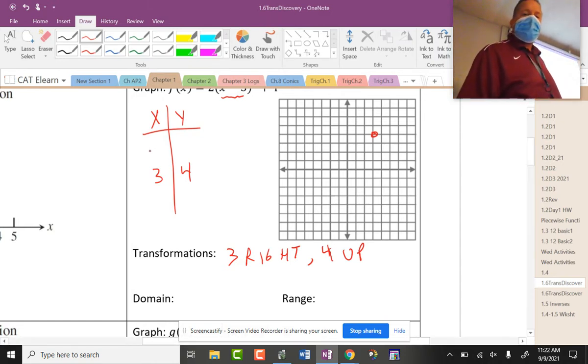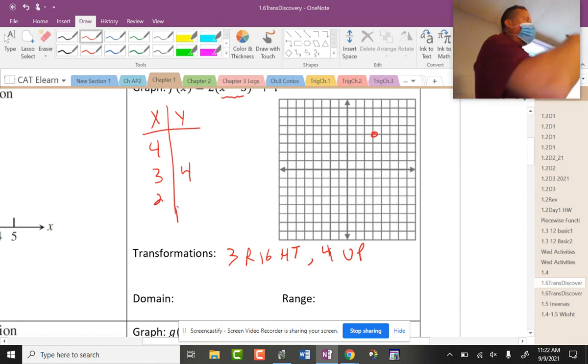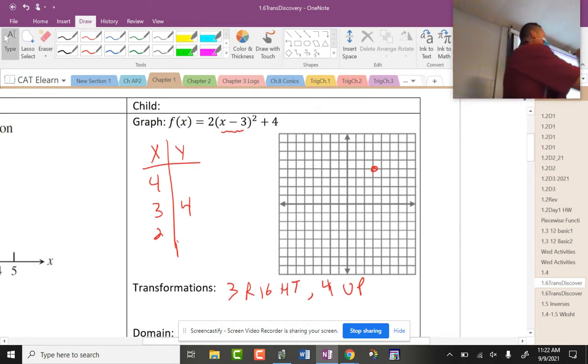And then, you know what, Santino? I'm doing this with my math tours right now. Why did I pick 4 and 2? They're both 1 away from the vertex left and right. Let's plug in 4, it's easier. What's 4 minus 3? What's 1 squared? 1 times 2. 2 plus 4. Guess what 2 comma is going to be?